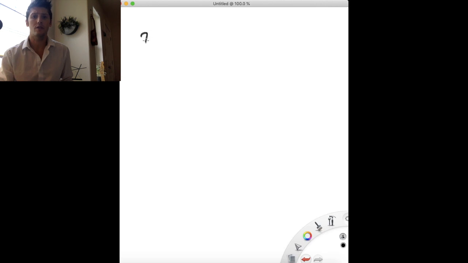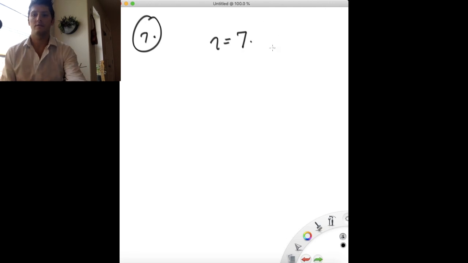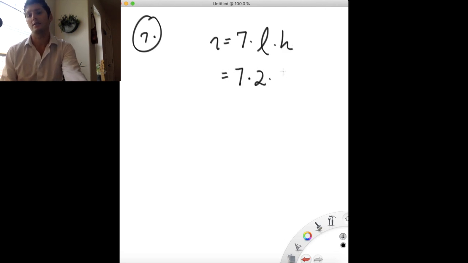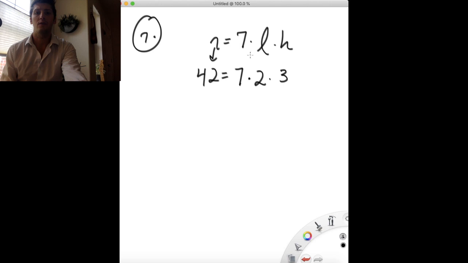Here's the other way to look at number 7, just to be clear. You could pick numbers here. Make them easy numbers, like L is a 2. I'll write this like L times H, and if L is 2, and let's make H like 3, then we have 7 times 2 times 3, that's 14 times 3 is 42. So now we have numbers that I've picked. This was the way I was talking about up front at the beginning.